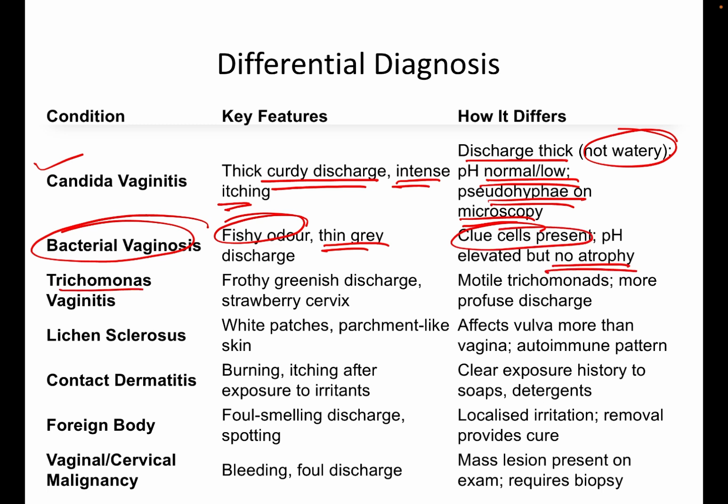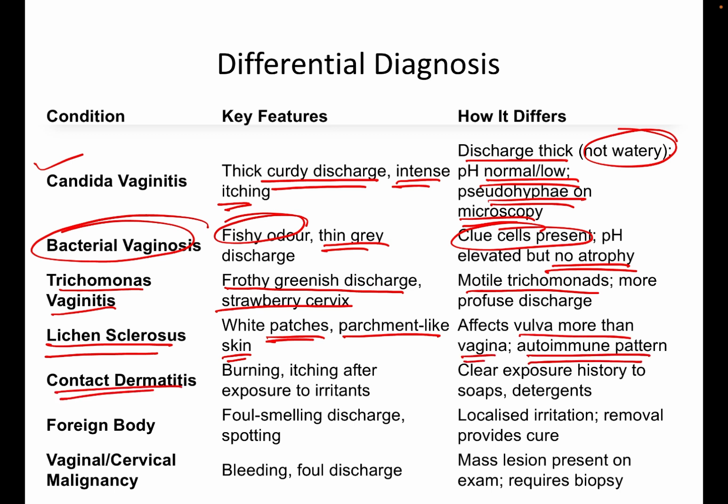In case of trichomonas vaginitis, frothy greenish discharge and strawberry cervix will be present. Motile trichomonads are visible with a more profuse discharge. Lichen sclerosus: there will be white patches and parchment-like skin. It affects the vulva more than the vagina and has an autoimmune pattern. Contact dermatitis: burning, itching after exposure to irritants, with a clear exposure history to soaps and detergents.